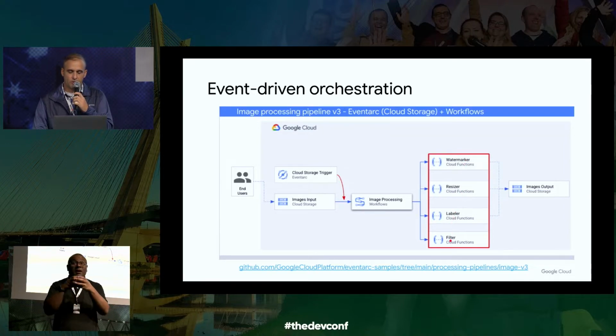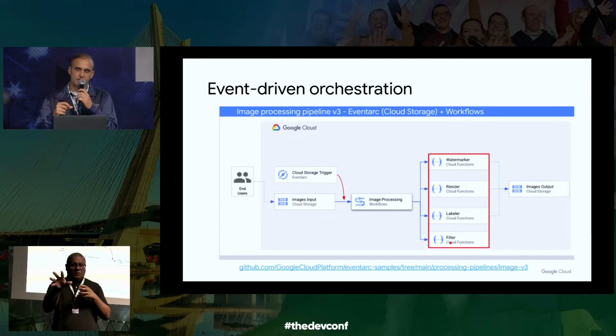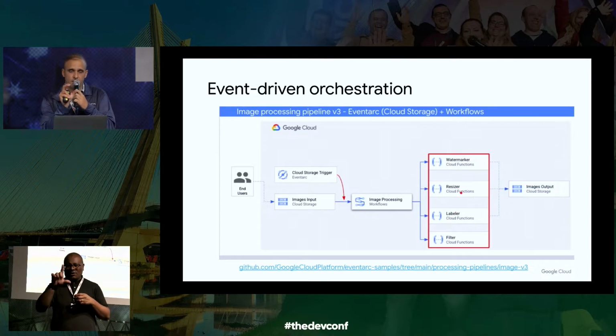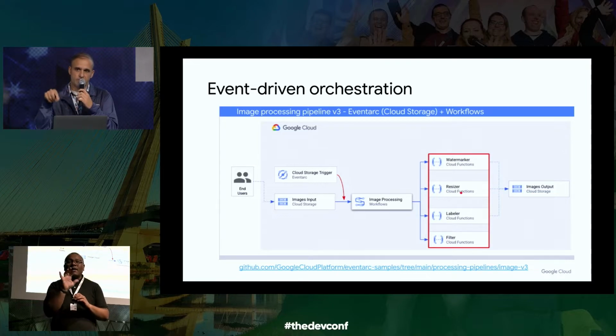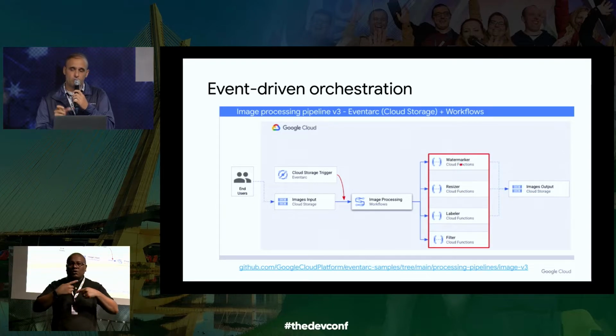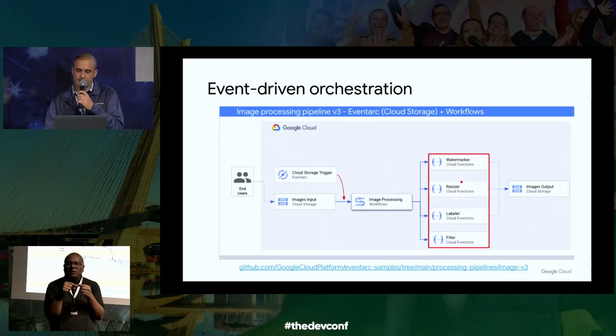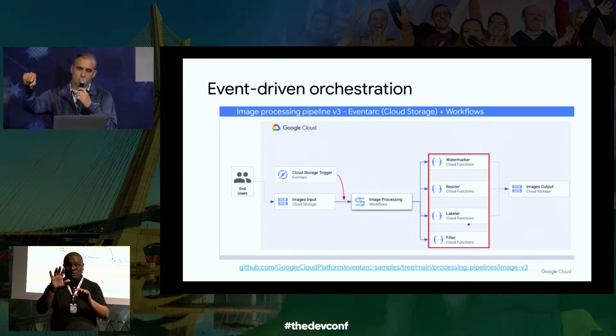The service called filter service filters images using machine learning. Then the labeler extracts the labels from the images using, again, machine learning. The resizer resizes the images to a certain size. And finally, the watermarker takes the resized image and the labels from this function and creates a new image with the watermark on top and saves it to an output bucket.